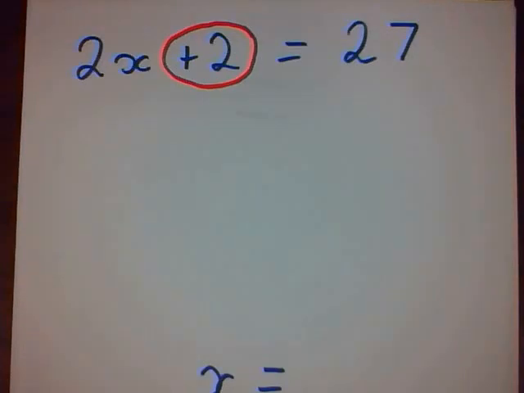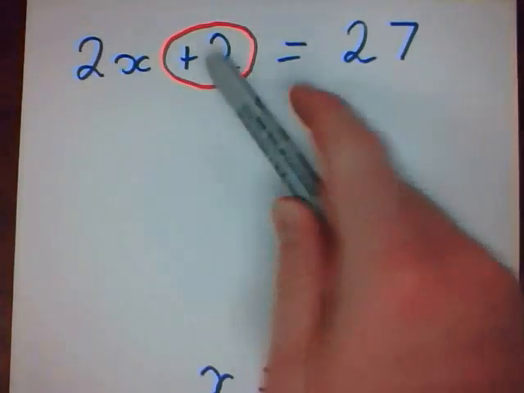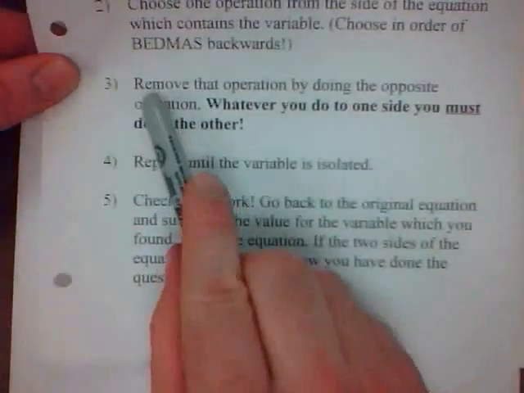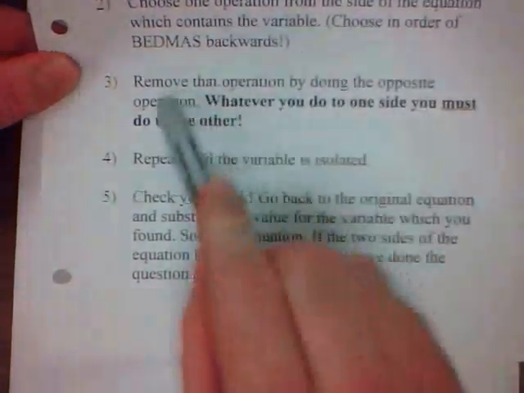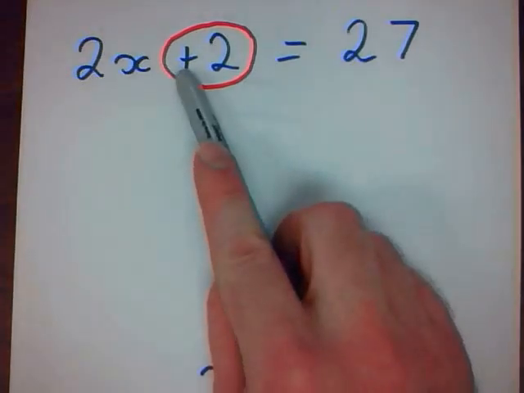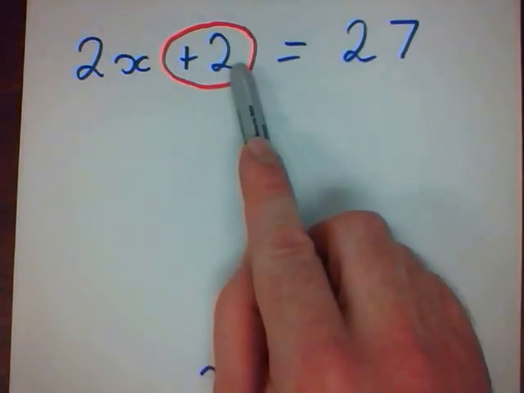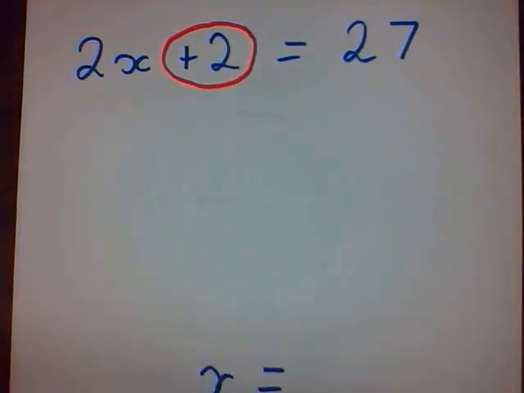So I have made my choice. I'm going to get rid of the adding 2. How do I get rid of the adding 2? Well, remove that operation by doing the opposite operation. What's the opposite of adding 2? Subtracting 2. So here I go.